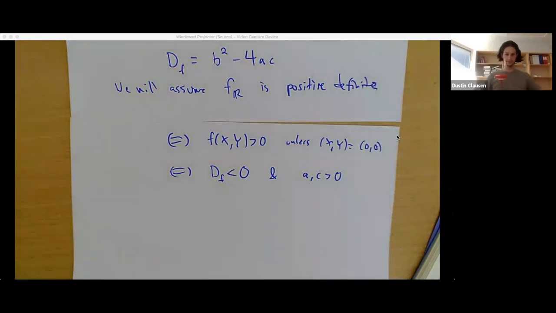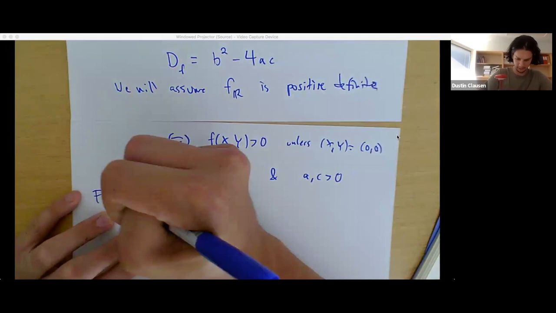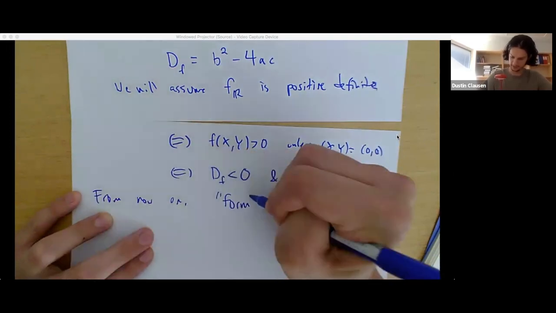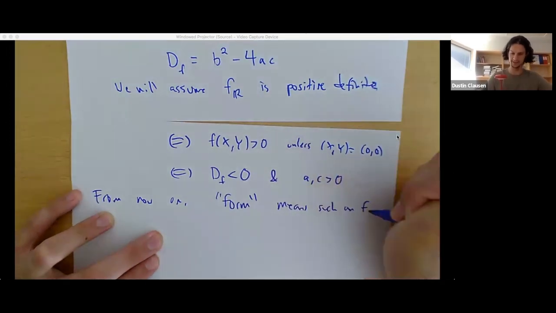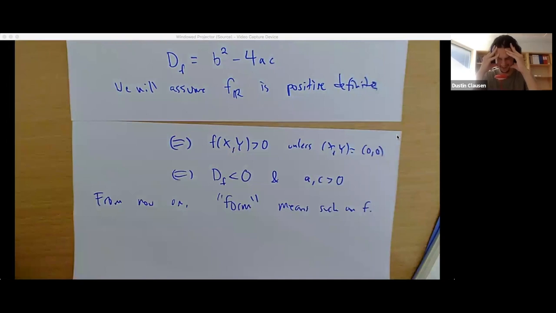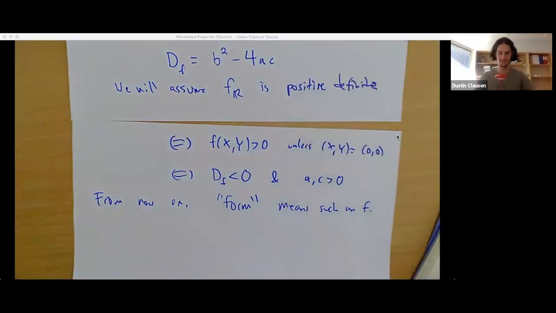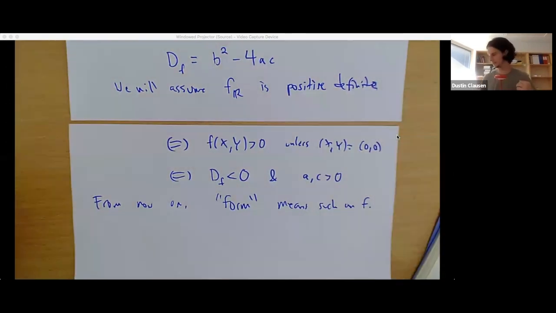Okay. So from now on, form means such a form. So it's a positive definite integral binary quadratic form. It's an f like this, satisfying these equivalent conditions. So I'm just going to say form for that. And you'll have to remember that it's positive definite, for example.